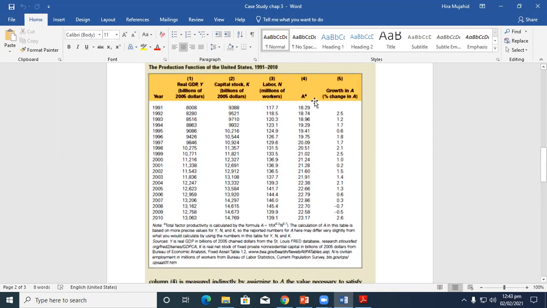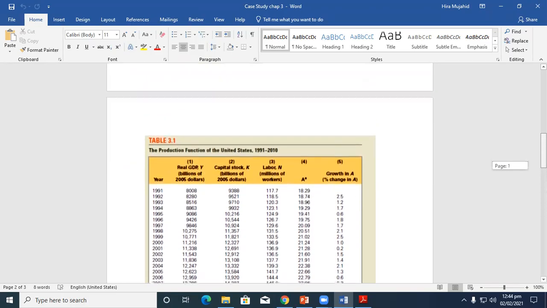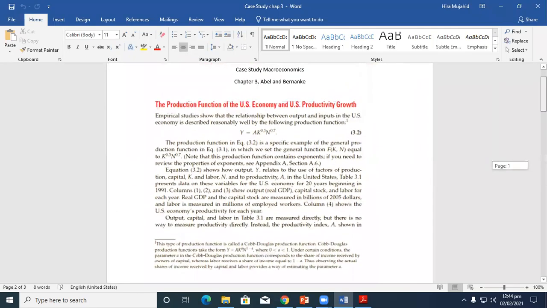Column 4 shows the US economy's productivity for each year. Output, capital, and labor are measured directly, but there is no way to measure productivity directly. So we have to do a little calculation to determine productivity. For this, we have to use the same equation given above: Y = A K^0.3 N^0.7.